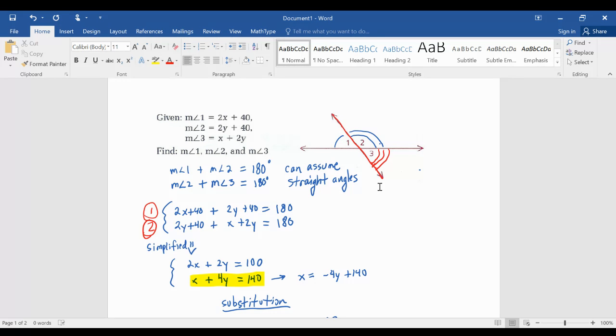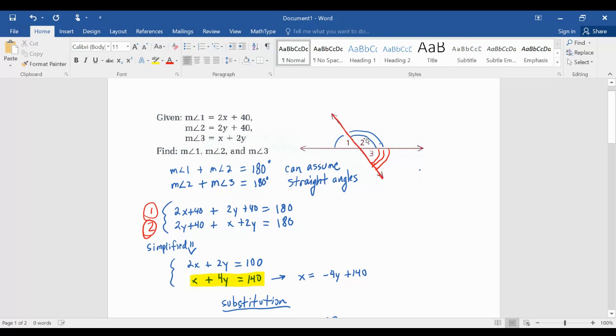So, in the first question, you're given 3 expressions, and these expressions represent angle measures. In order to solve for x and y, you're going to have to set up a system of equations. One thing we talked about today, out of the very few things you can assume in geometry, is straightness. You can assume straight angles. You can assume straight lines. And with that being said, straight angles are 180 degrees.